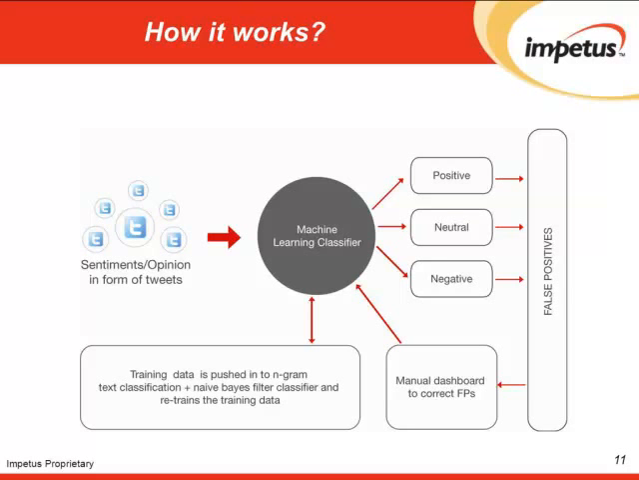Now, to ensure that there aren't any false positives, there's actually a manual dashboard where you can review and correct the polarity. So once a false positive is found and corrected, the machine learning classifier reruns and then actually learns from the new training data set and corrects its calculations for intensity and polarity prediction.